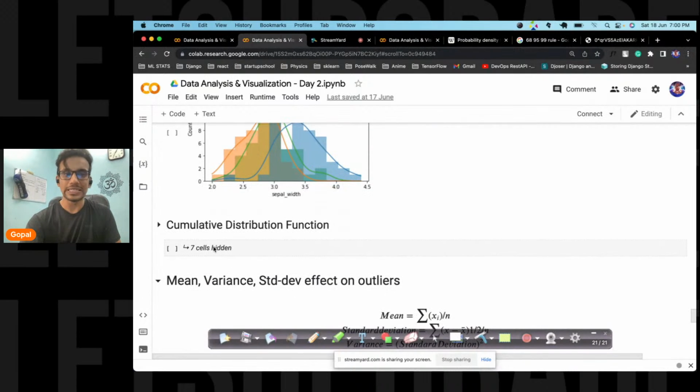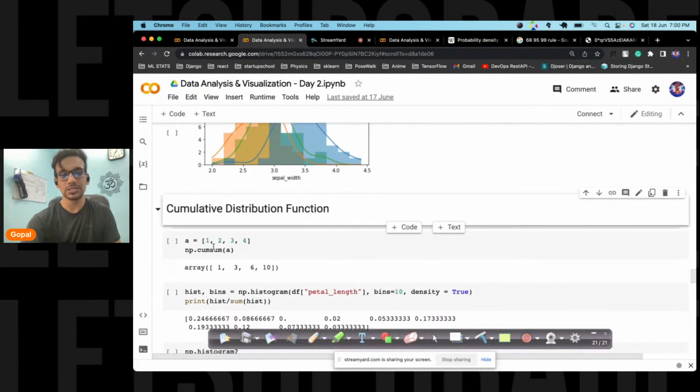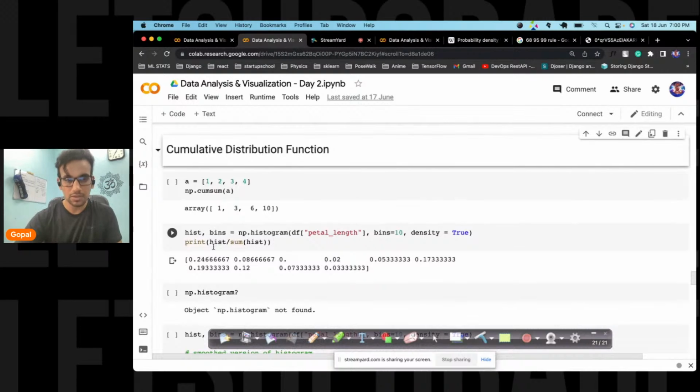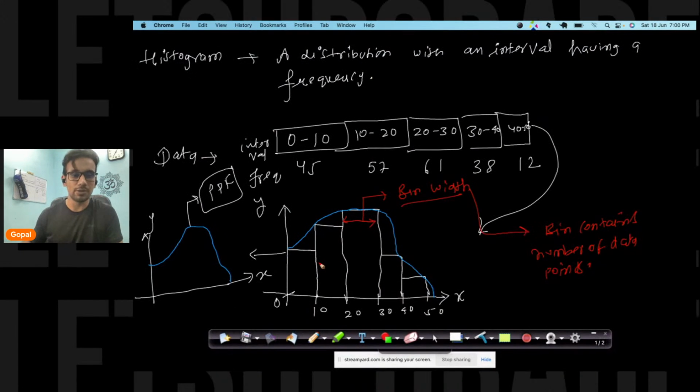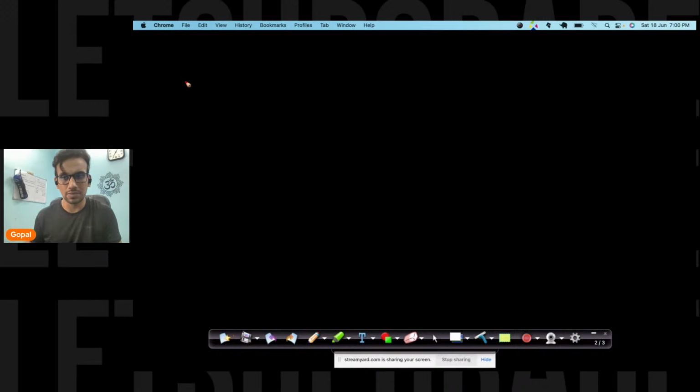Now let's talk about CDF. What exactly is your CDF? It is your cumulative distribution function. So firstly, when you need to perform an accumulation sum, how exactly is it going to work?